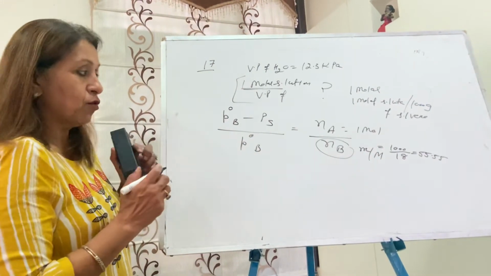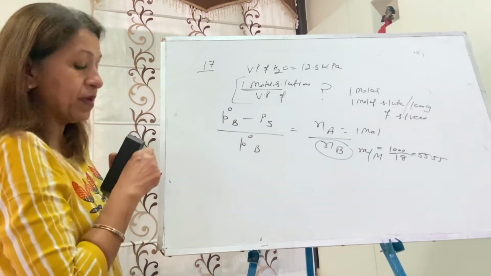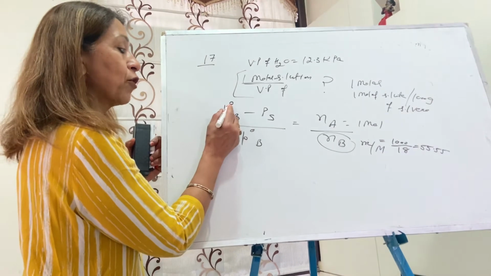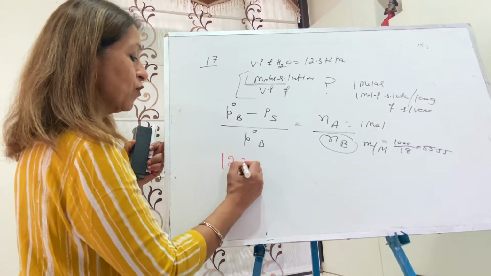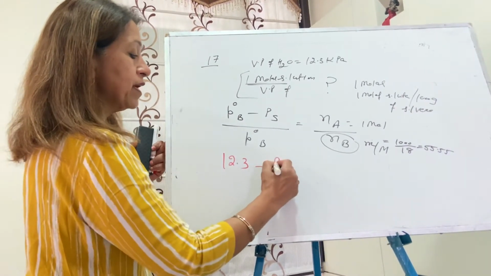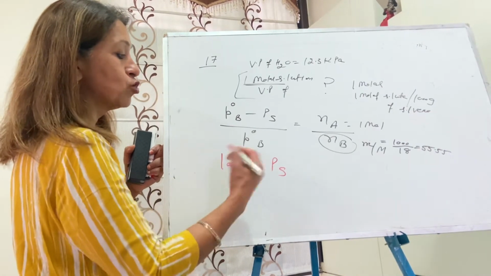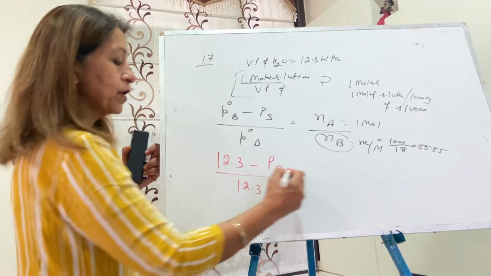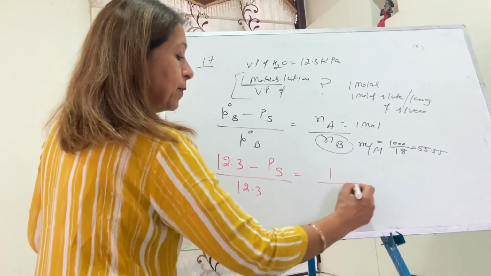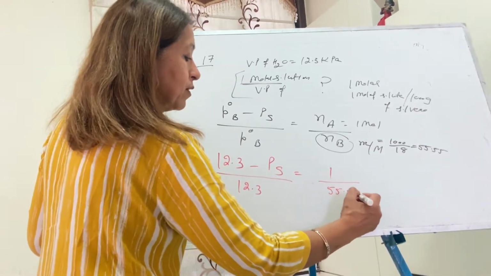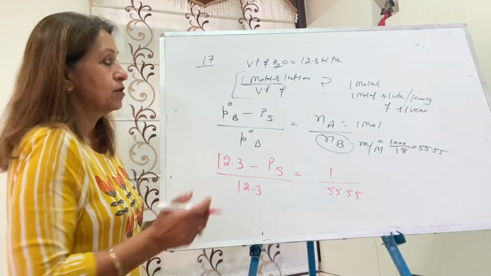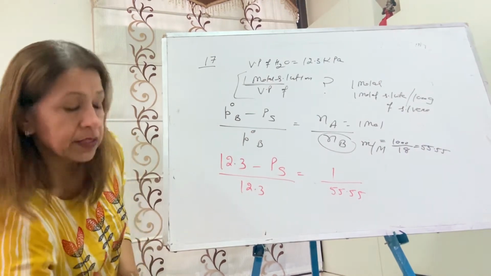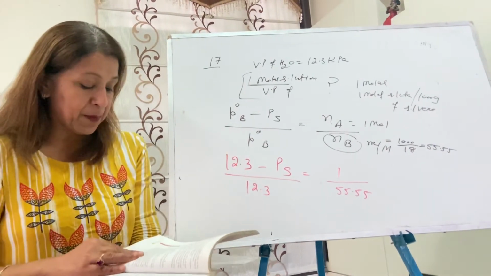So you apply the formula, you put the value. Now P naught B is the vapor pressure of pure solvent, it's 12.3 minus PS is your target. You want to calculate the solution vapor pressure. So 12.3 is equal to 1 mole by 55.55, and PS is the answer. So this is one of the numericals of this chapter, that is, the topic of lowering in vapor pressure.